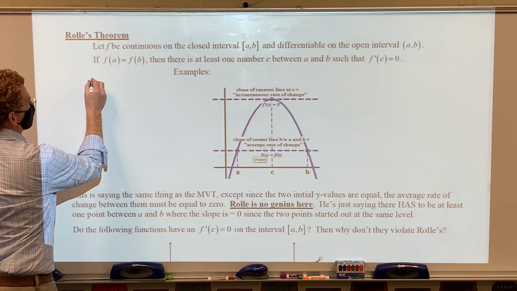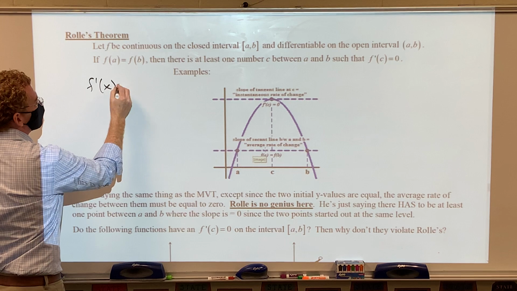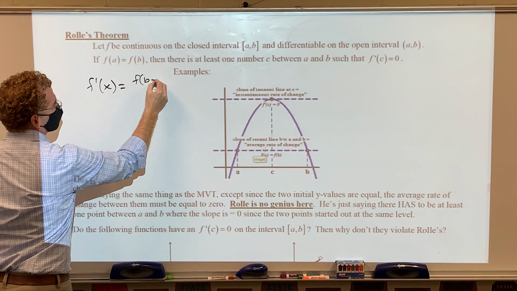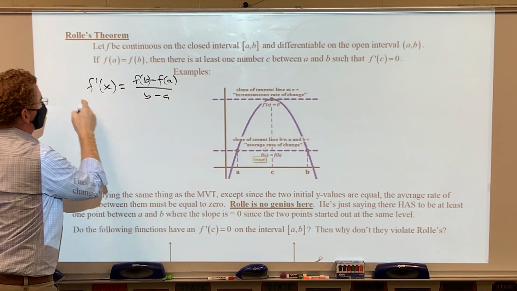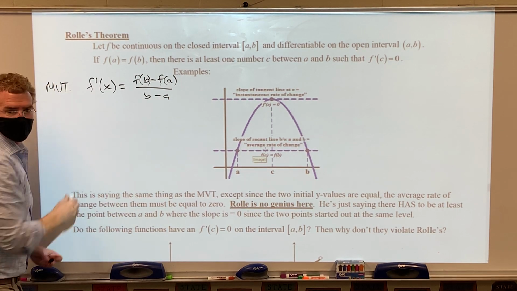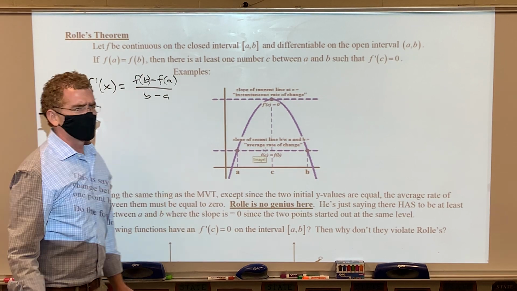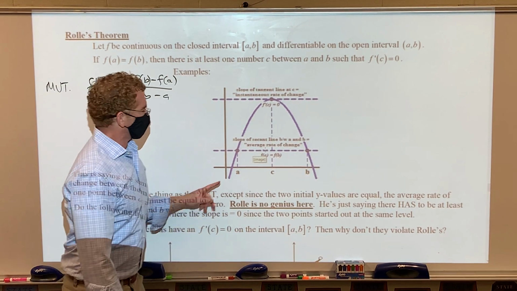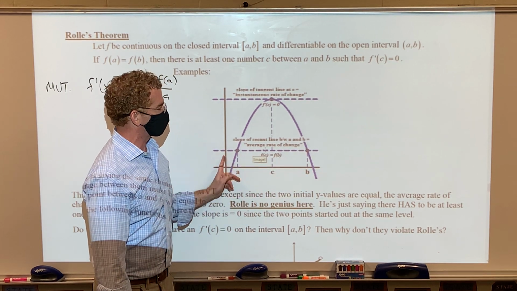But here's your mean value theorem, right? The derivative at some x value is going to be the same thing as f of b minus f of a over b minus a. That's the MVT, right? Got with me? Now here's Rolle. Hey, I got something to offer. What if your points are at the same y, that have the same y value at the beginning and end?